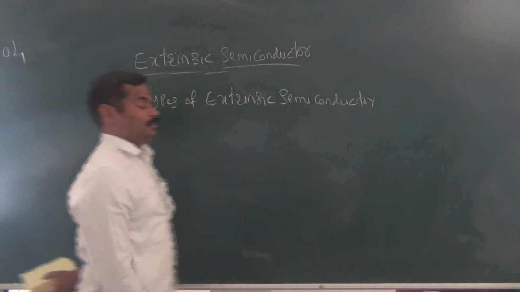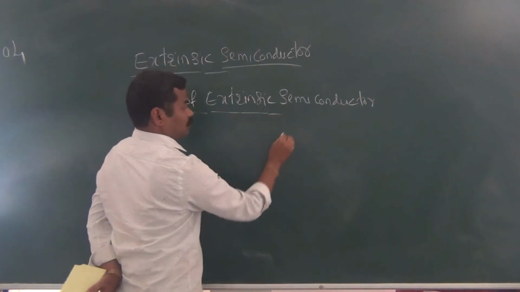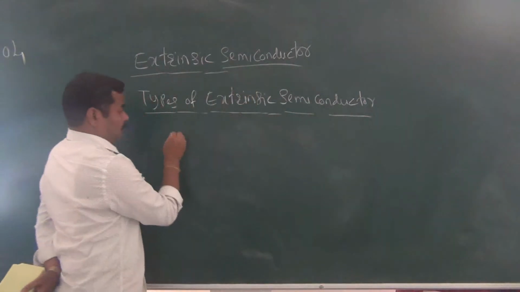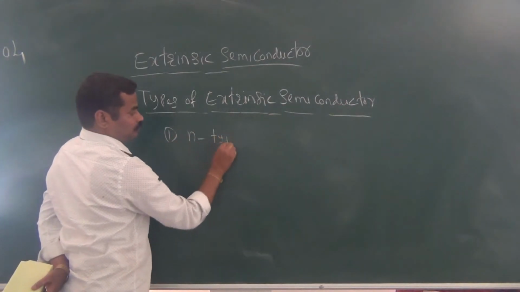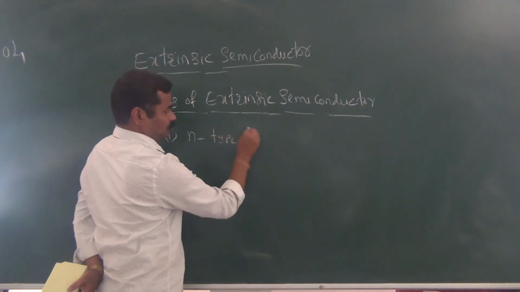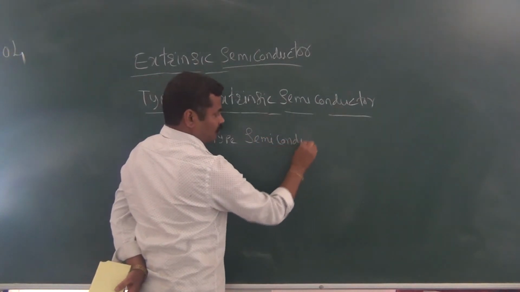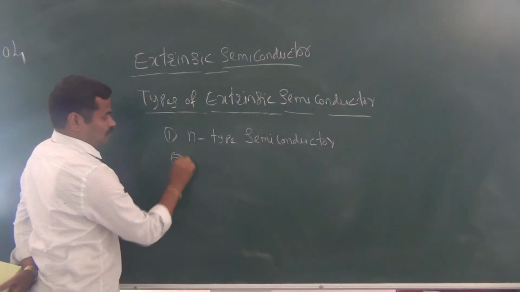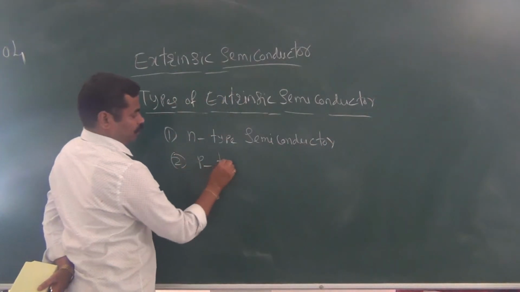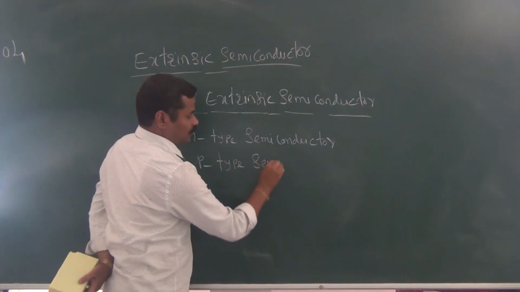Look here, you have done the two types of extrinsic semiconductor. The first one is called the N-type semiconductor, and the second one is called the P-type semiconductor.